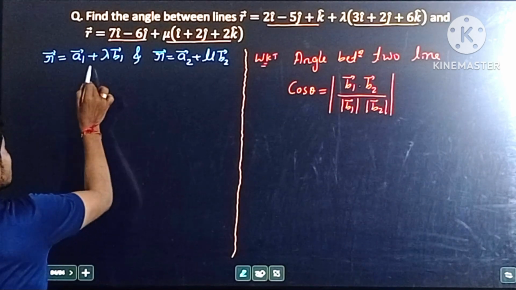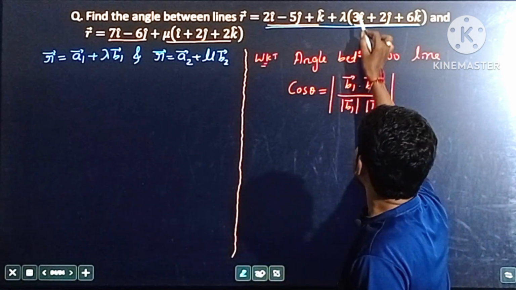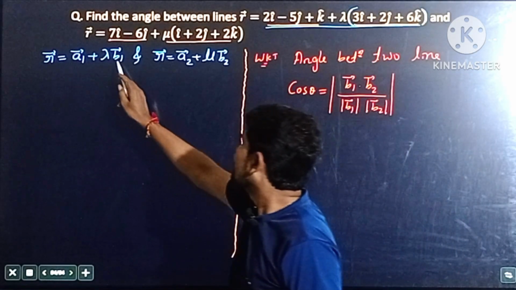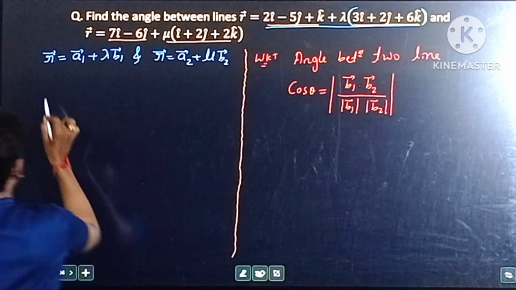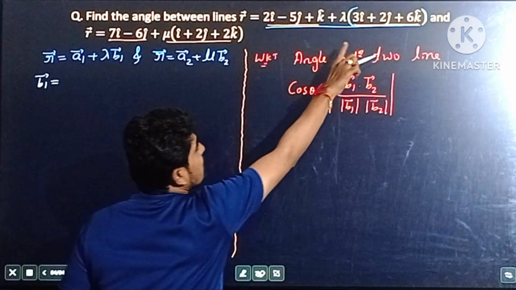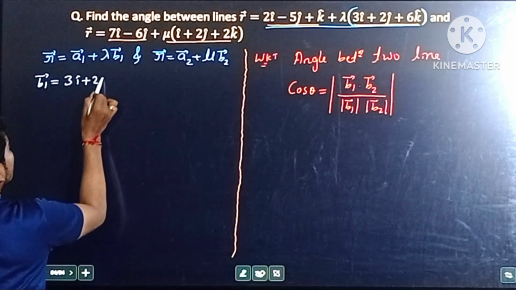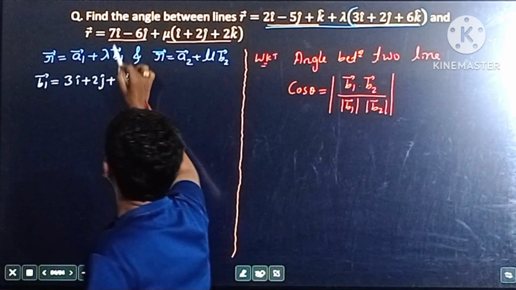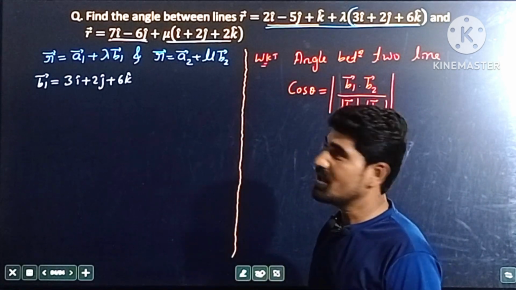So compare the first line with the first given equation of the line. In place of b1, we have 3i plus 2j plus 6k. Therefore, the direction vector of the first line, that is b1 vector, is 3i plus 2j plus 6k. And similarly, compare the second line with r vector equals a2 vector plus mu times b2 vector.